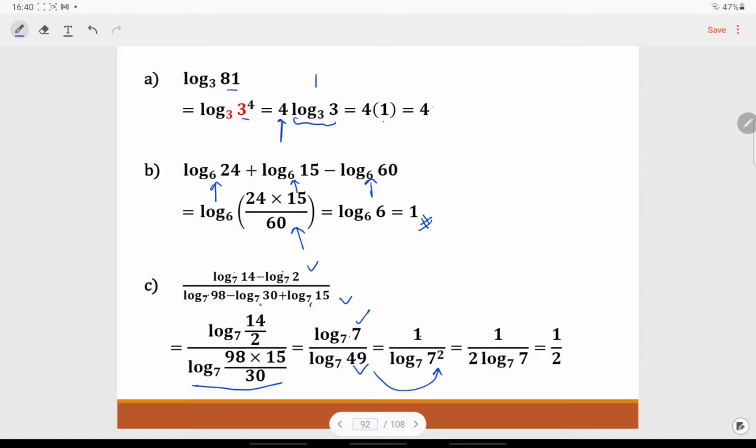So 2 can be taken to the front. Okay, like this. So we have 2 log 7 base 7. So this one equals 1. So the remaining value is equal to 2. 2 times 1 equals 2. So we have half as the final answer.